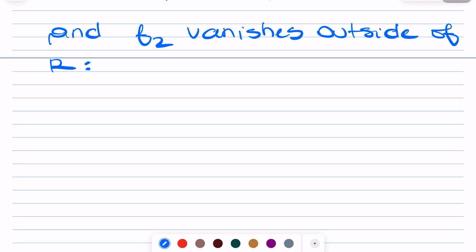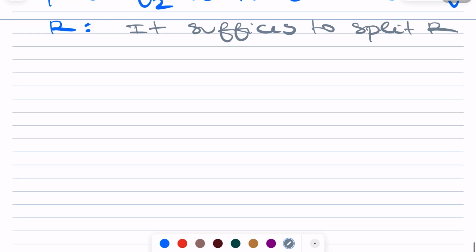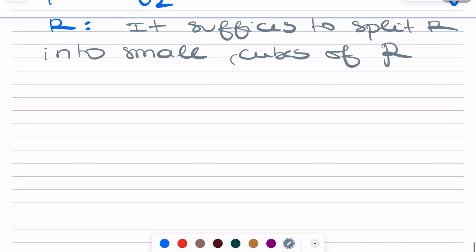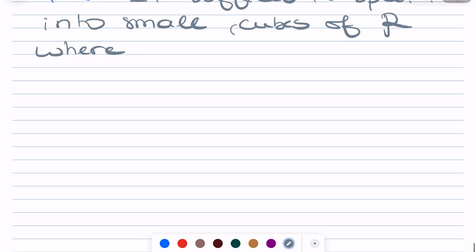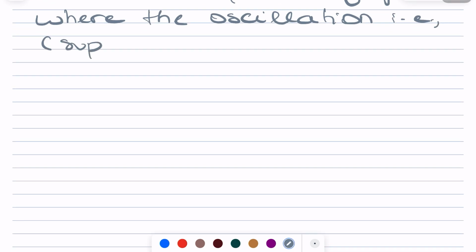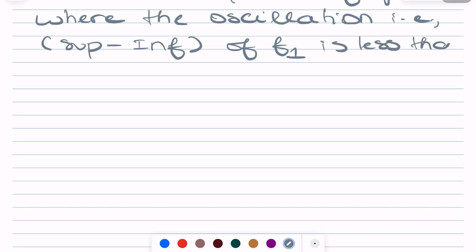Well, how to do that? It suffices to split R into small cubes, where the oscillation, by which I mean the difference between the supremum and the infimum, of f1 is actually less than delta.